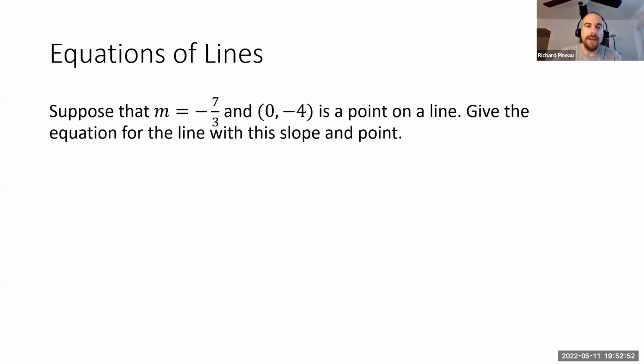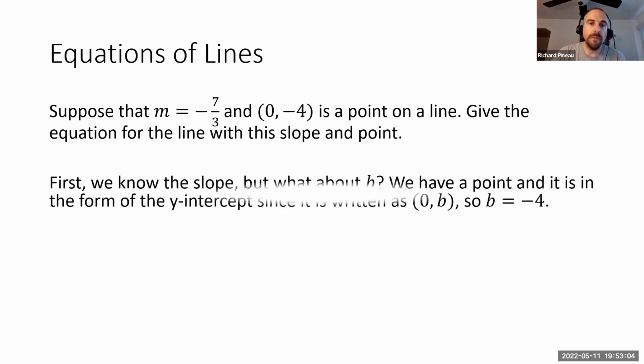Now let's suppose that I tell you that m is negative 7/3 and we have (0, -4) as a point on this line. Give the equation for the line with this slope and the point. Well, first of all, we know the slope. Very clearly stated as m is equal to negative 7/3. Can't make that any more obvious, but we need to figure out what is b. Now, if we look carefully at the point that's given, it is given to us in the y-intercept form. Remember, that's always (0, b). Look how it's written, (0, -4). So b here is negative 4.